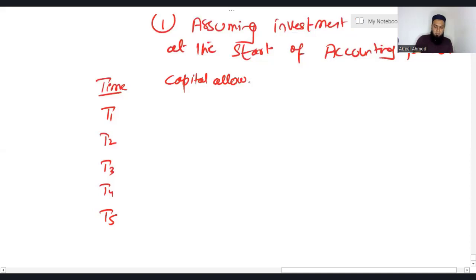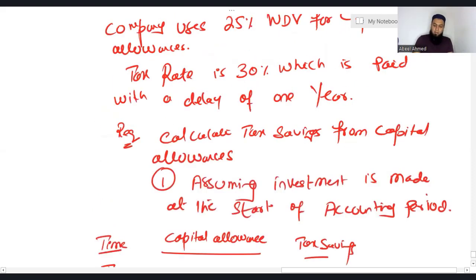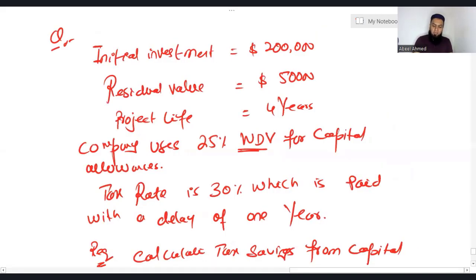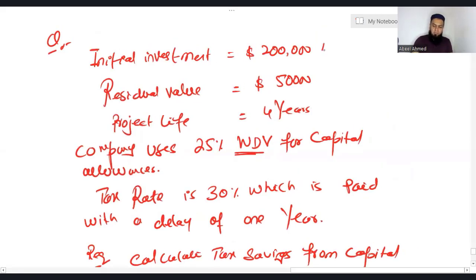Capital allowances. Third one is tax savings. It is 25% written down value method, which means the reducing balance method. In the reducing balance method, all you need is just apply that 25% on the cost.